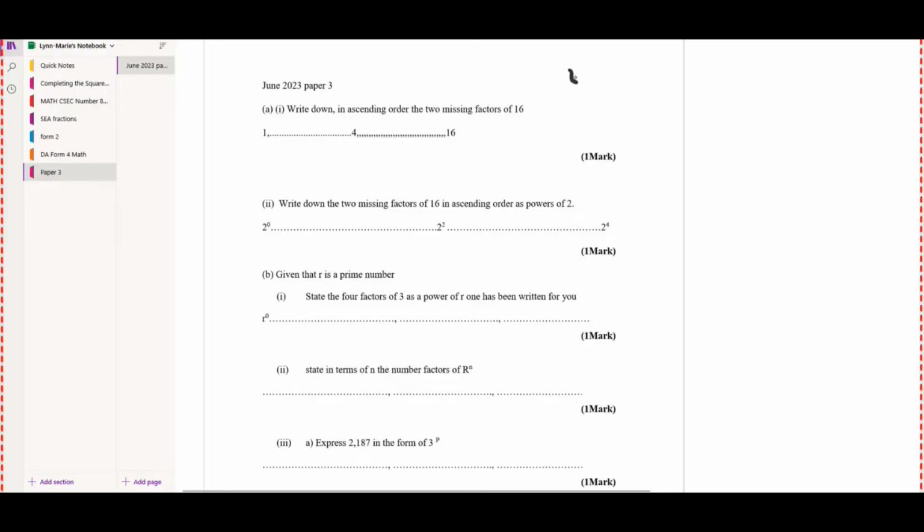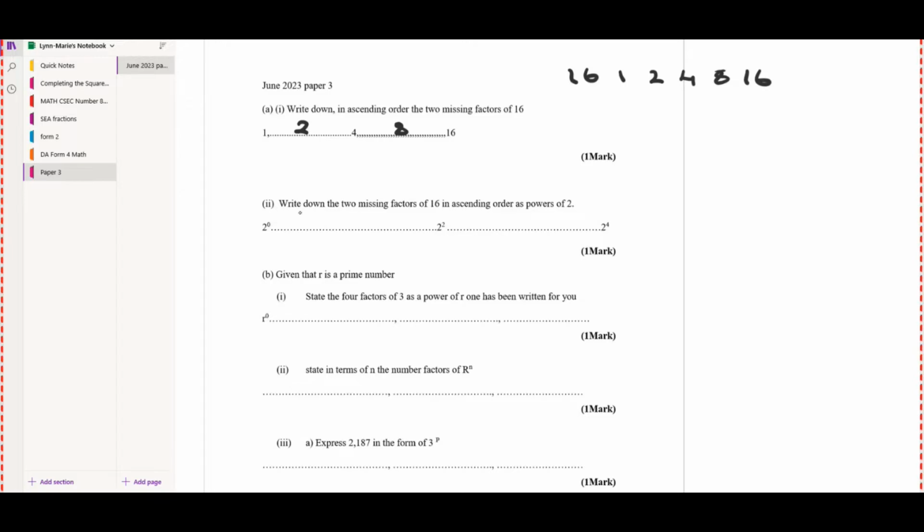We know to find factors of 16 using the pairing method: 1 multiplied by 16. Then 2 multiplied by what? 2 multiplied by 8, and then 4 by 4. So we see that the only ones missing here are 2 and 8. So that's the answer for the first one.